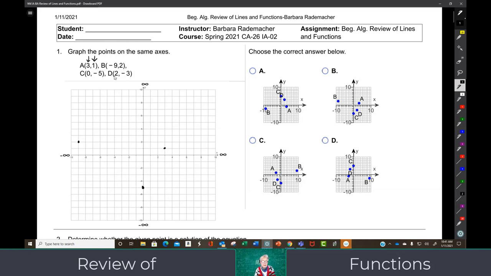And then finally, D is 2, negative 3. So I start at the center and I go 2 to the right and 3 down, and then make my dot. Okay, so I have 1, 2, 3, 4. All I have to do is find the graph that looks like this one. And here it is right here. B looks exactly like this, more colorful, but exactly like that.